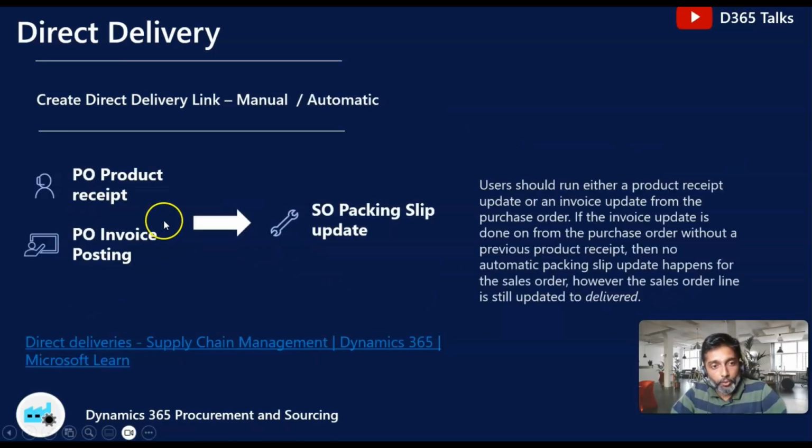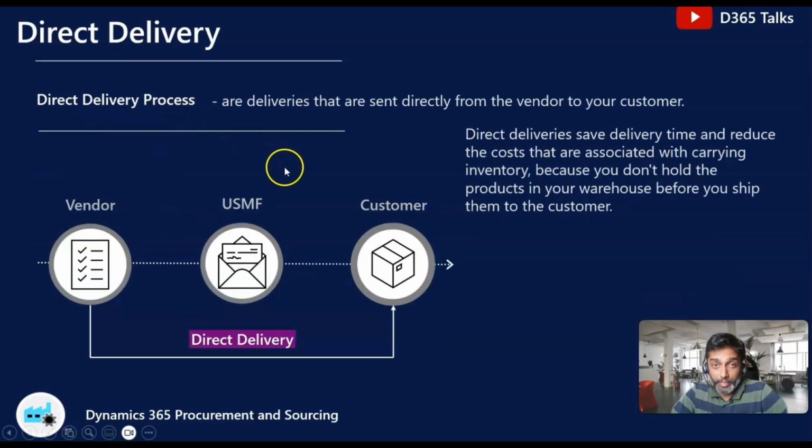Now, there are two parts to it. One is creating this direct delivery link, because we need to create a link between the sales order and the purchase order. The sales order is created by USMF to deliver the material to the customer, and there is a purchase order for which the request is made to the vendor to supply those materials.